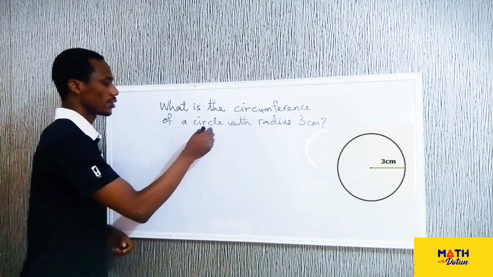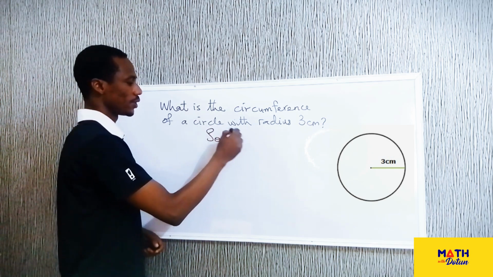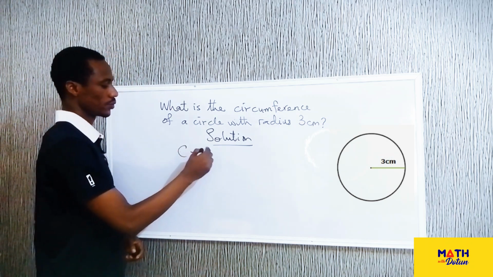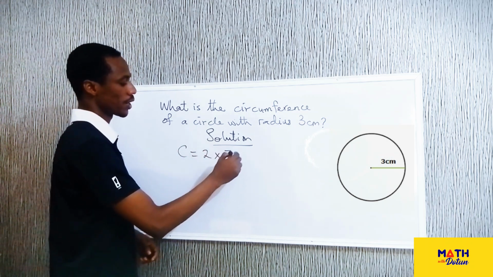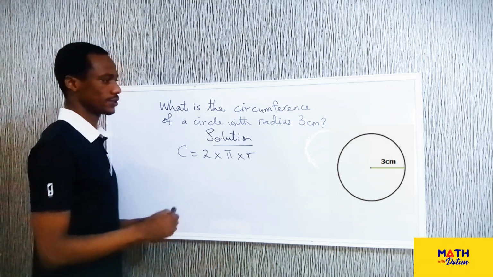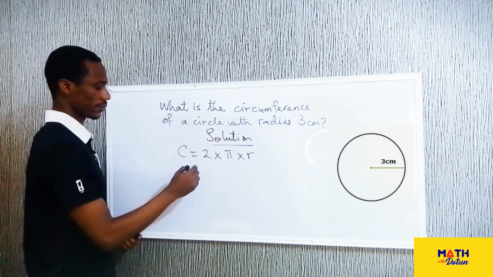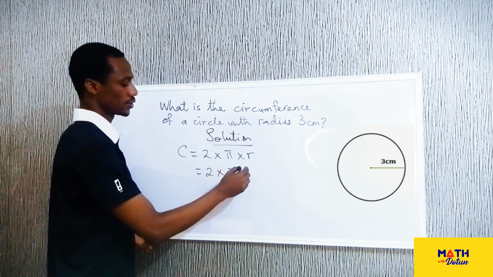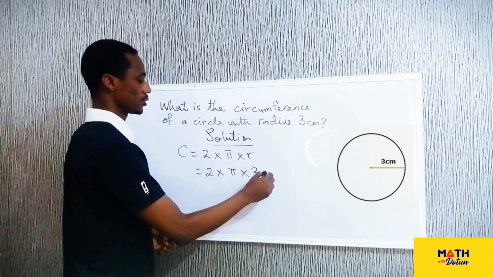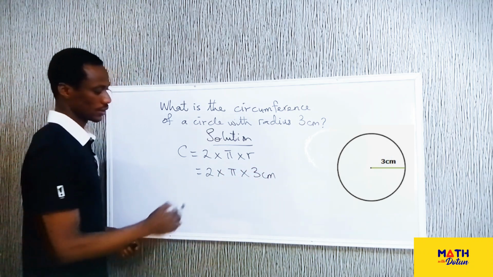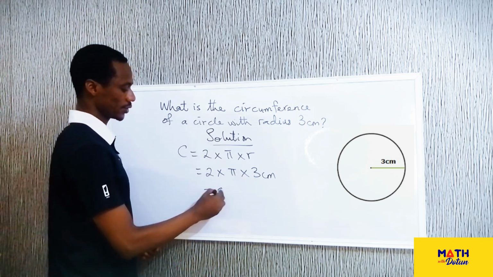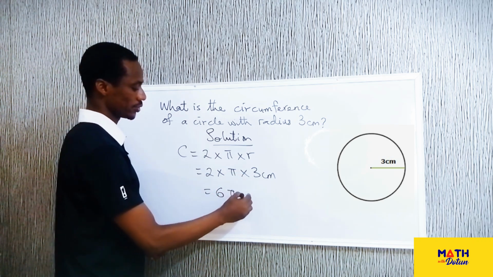Okay, so let's start by writing the formula. We use circumference equals 2 times pi times radius, since we have the radius. Then we have 2 times pi times 3 centimeters. 2 times 3 is 6, and that will be 6 pi centimeters.